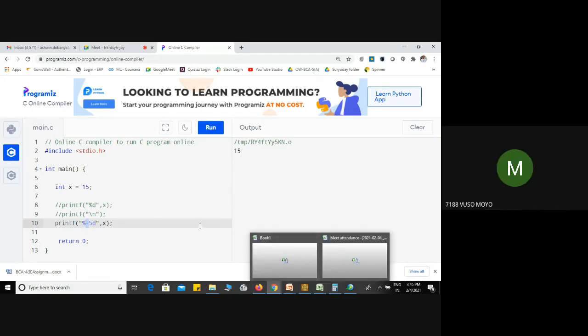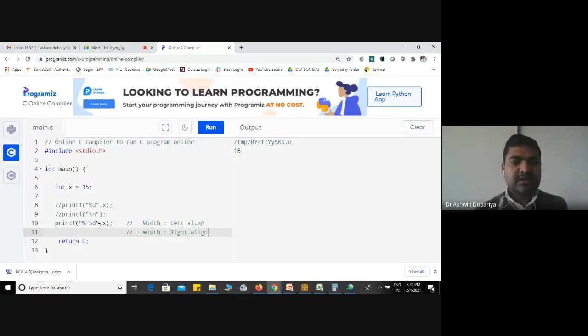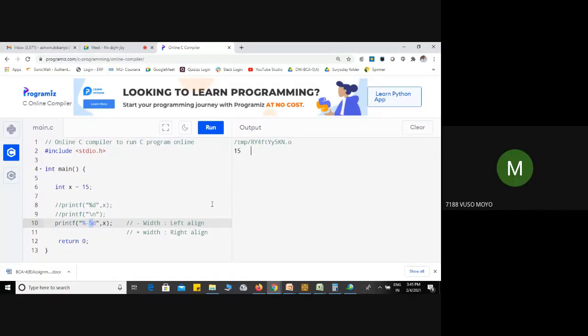Write it down in your book also. Minus width, it's left align. All of you write down in your notebook. And plus width, display right align. Is it clear? Now see, here I have mentioned minus width. So now let's see. Now you observe the cursor. What will happen? Yes, sir.